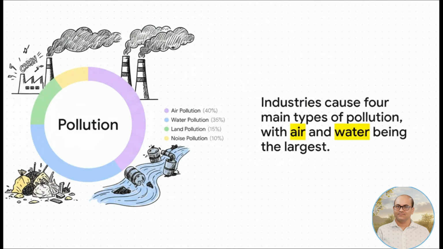As you can see here, industrial pollution is of four main types. The biggest problems are air pollution from the smoke coming out of chimneys and water pollution from dirty water and chemicals that are released into our rivers. Then there is also land pollution from dumping waste and even noise pollution from the sound of machines.